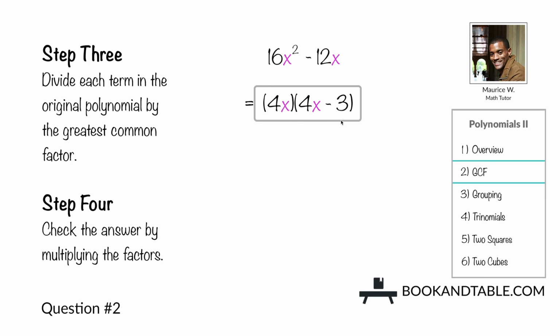The fourth step, we can check the answer by multiplying the factors, 4x times 4x minus 3, giving us 4x times 4x, which is 16x squared, and 4x times negative 3 would give us negative 12x. So this confirms that when you factor 16x squared minus 12x, you wind up with 4x times 4x minus 3. So that is the answer to question number 2.